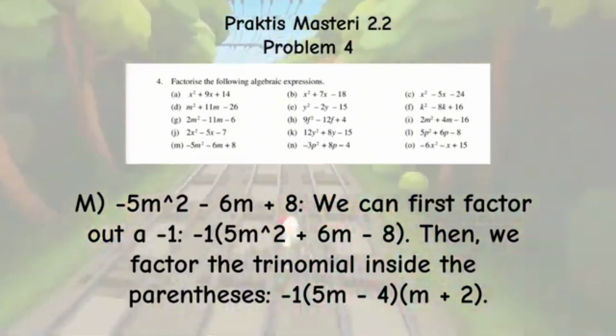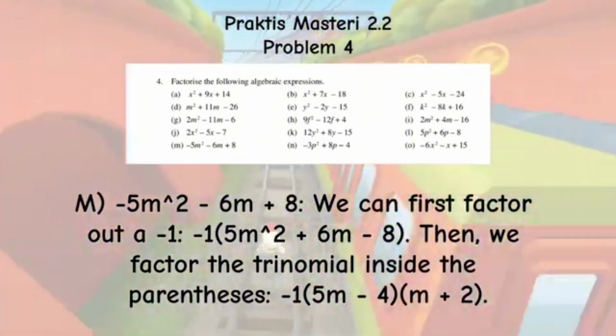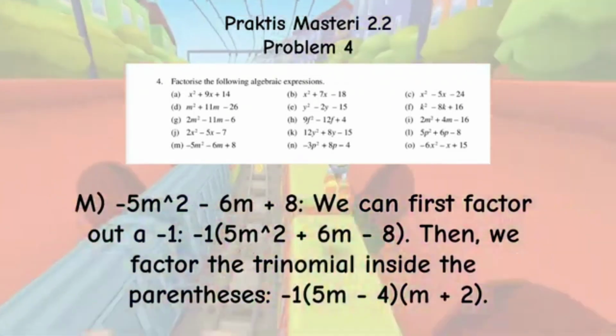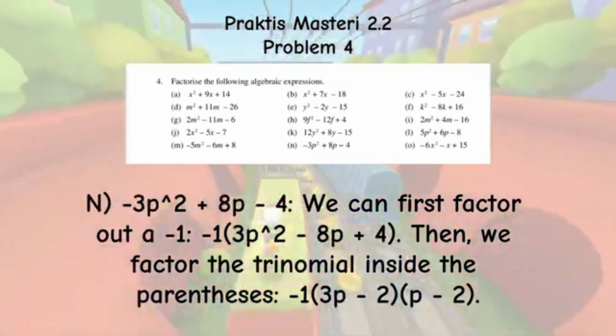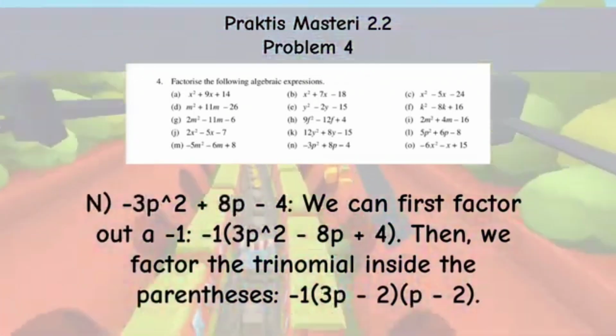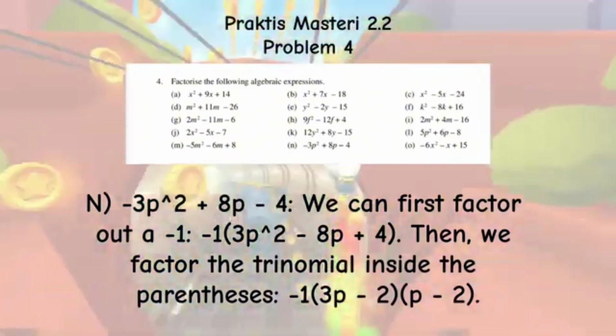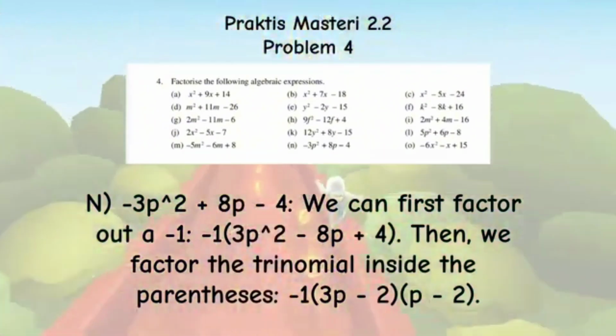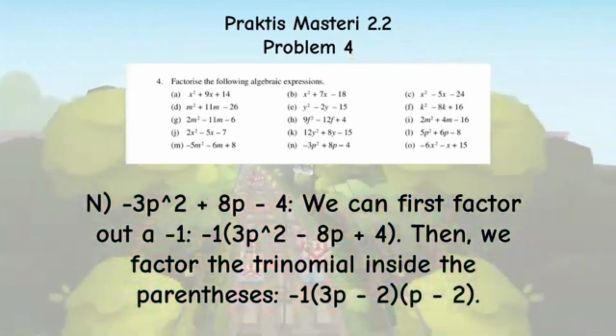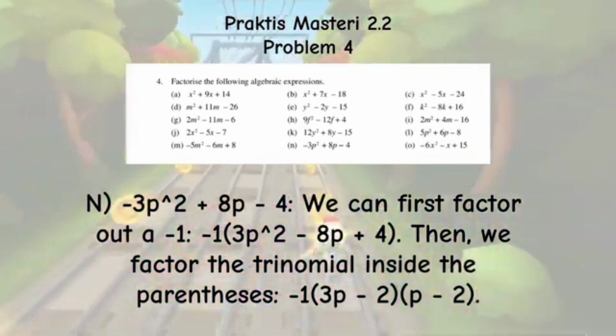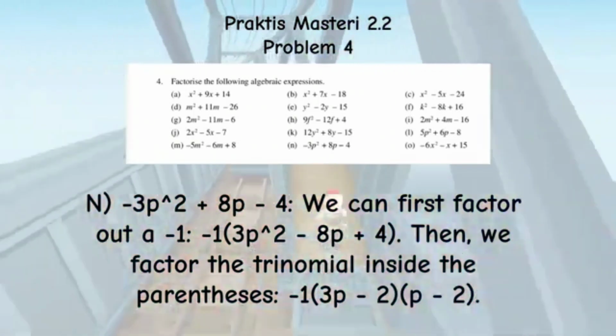Then, we factor the trinomial inside the parentheses: −1(5m − 4)(m + 2). n) −3p² + 8p − 4. We can first factor out a −1: −1(3p² − 8p + 4). Then, we factor the trinomial inside the parentheses: −1(3p − 2)(p − 2).